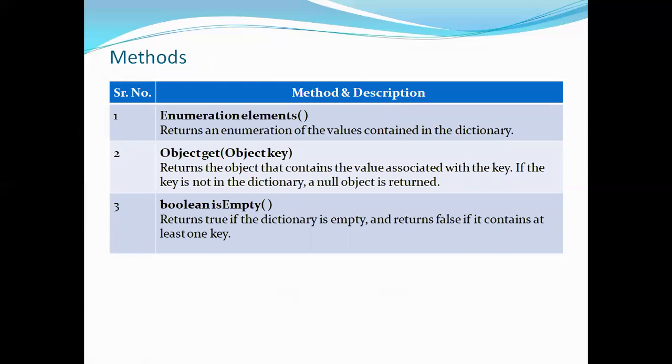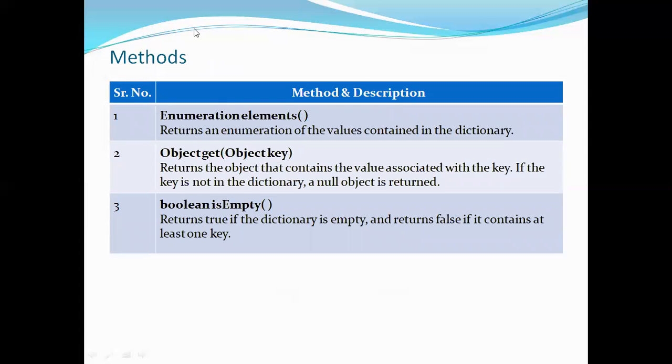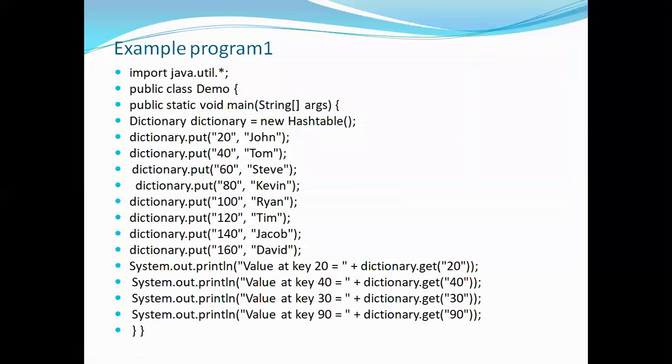In this we have a few methods like enumeration elements. Next is get, to get the element at a particular key, and boolean isEmpty, which checks whether it is empty or not. If it is empty, it will return true; if it is not empty, it will return false. isEmpty means you're checking whether it is empty or not. Next, enumeration keys will return all the keys one by one. Next, put adds a key with a value, then remove, then size returns the size of your dictionary. Now let's see one example here for Dictionary.